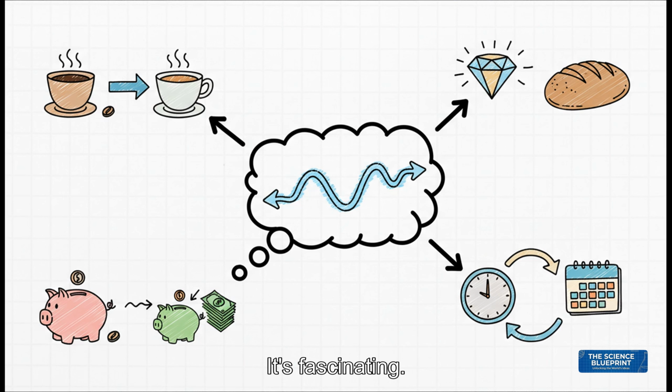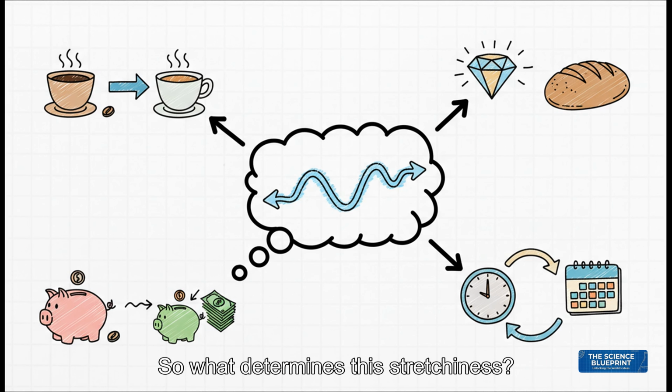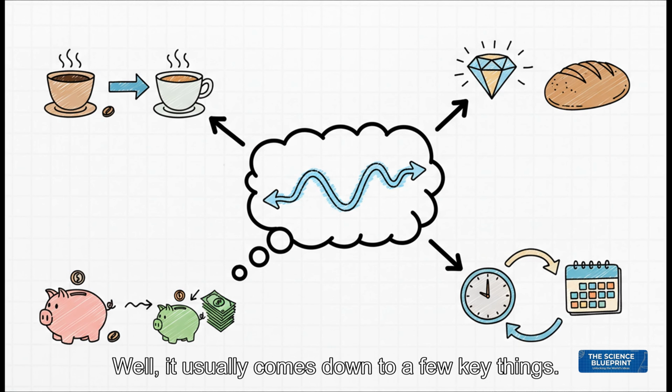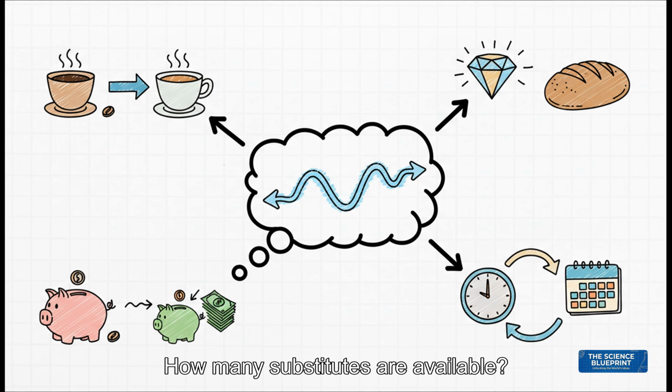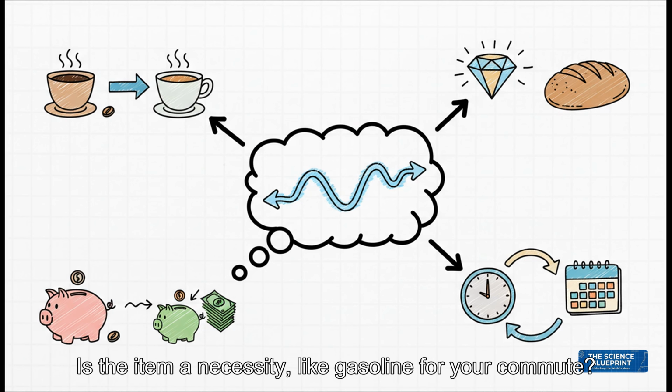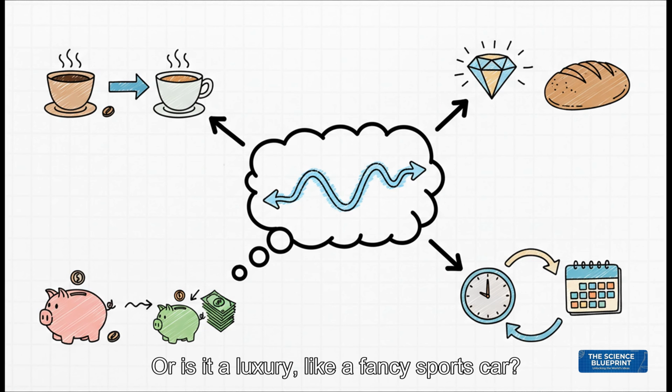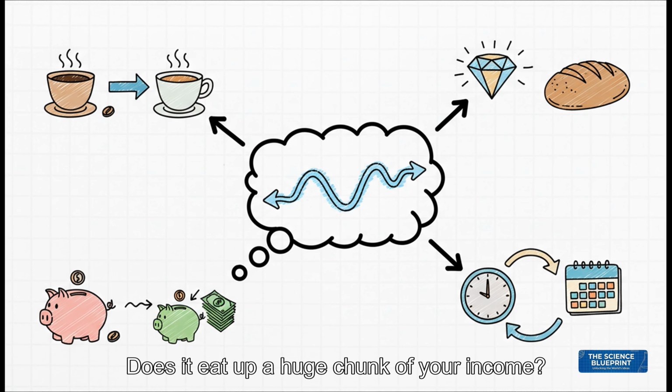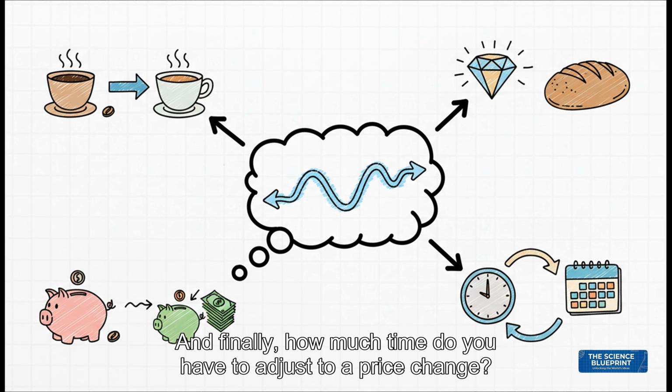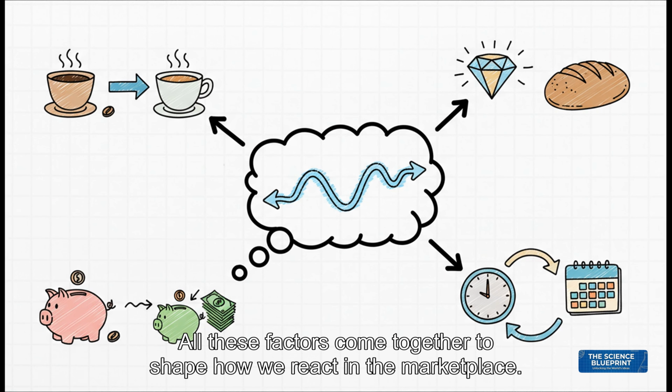It's fascinating. So what determines this stretchiness? Well, it usually comes down to a few key things. How many substitutes are available? Is the item a necessity, like gasoline for your commute? Or is it a luxury, like a fancy sports car? Does it eat up a huge chunk of your income? And finally, how much time do you have to adjust to a price change? All these factors come together to shape how we react in the marketplace.